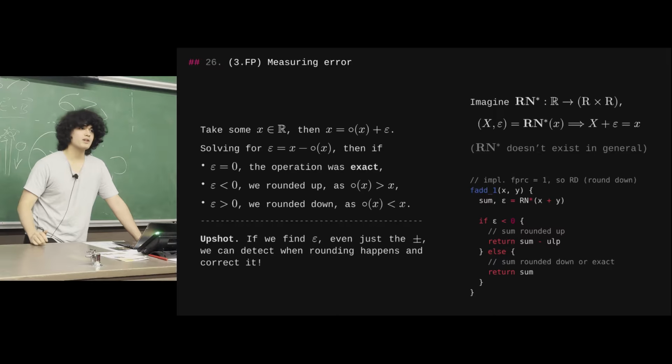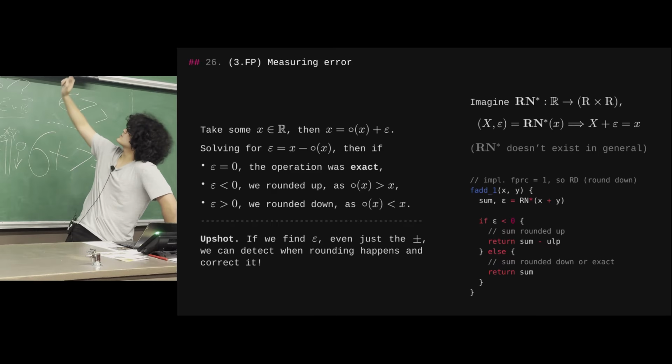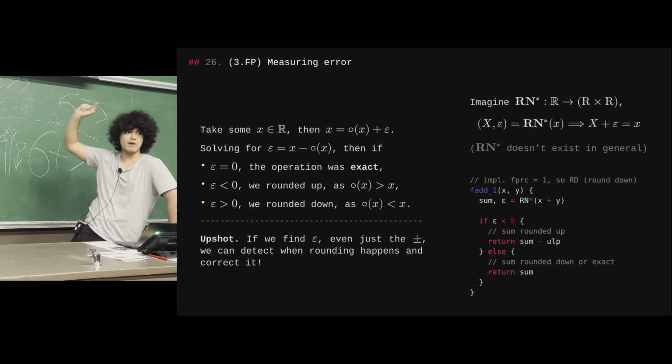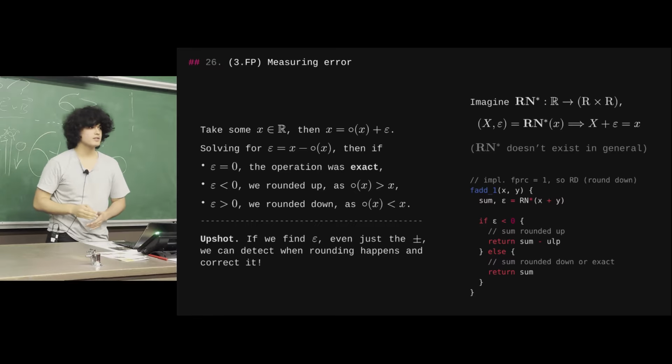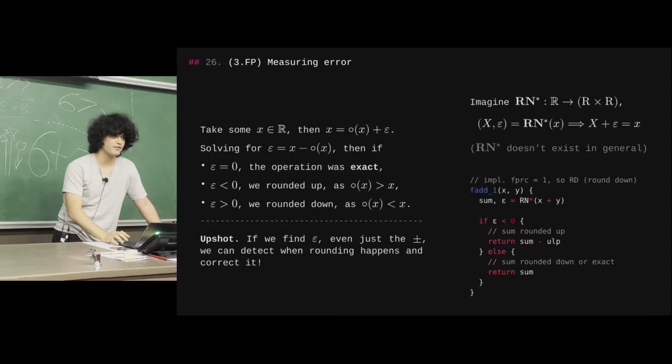So if we wanted to implement fadd1, we could just use rn star here to find the error and then snap the sum to always round down, right? For example, if epsilon's less than 0, we rounded it up, so we need to round down. Else, it's exact, or we already rounded down. So that's good. That's how we implement round down. That's basically the entirety of Semifloat.